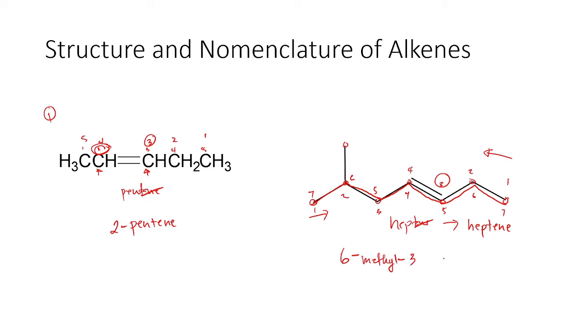So we'll have here 3, and we'll be having the heptene. So basically, we will have here 6-methyl-3-heptene, wherein the lowest possible number or position for our double bond will be 3, and the position for our methyl will be 6. Okay, so hopefully that's clear.